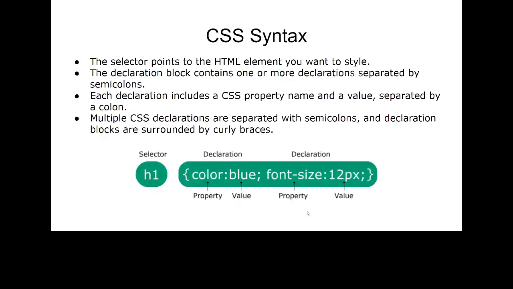So you can give various CSS to a particular element, like you can change its color, font size, etc. You can style it, underline it, various things. Each declaration includes a CSS property name and value. Multiple CSS declarations are separated with semicolons, and blocks are surrounded by curly braces. So this is the basic syntax.